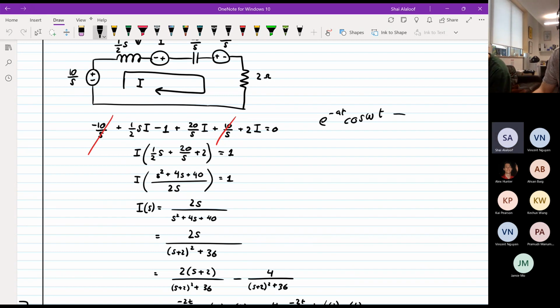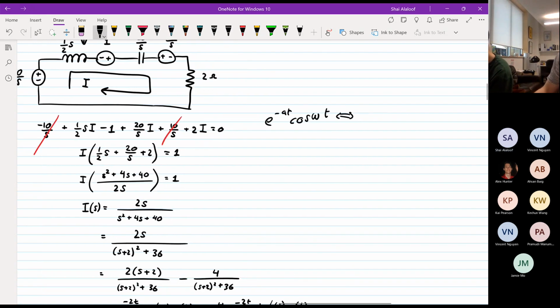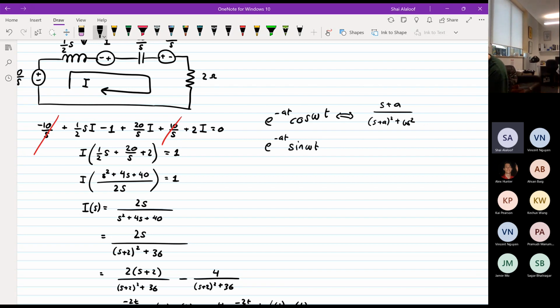That Laplace transforms to s plus a over s plus a whole squared plus omega squared. And I'll also write the sine one. Sine omega t transforms to omega over s plus a whole squared plus omega squared. Most of these, it's very common for you guys to get sines.